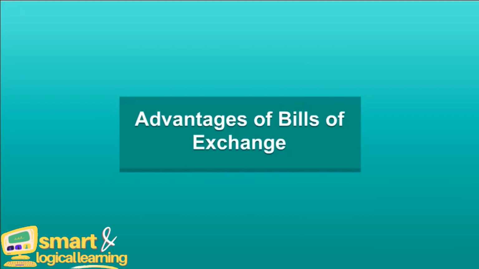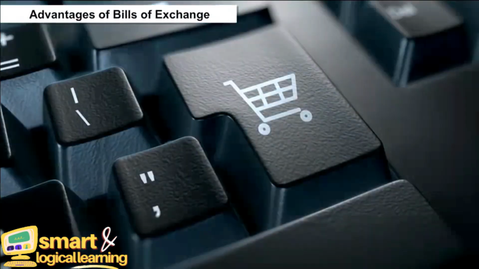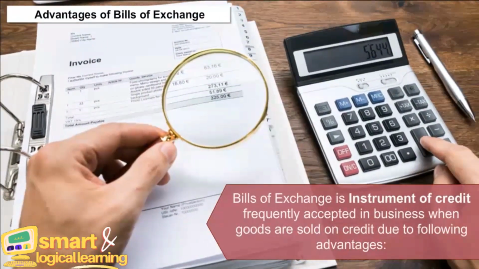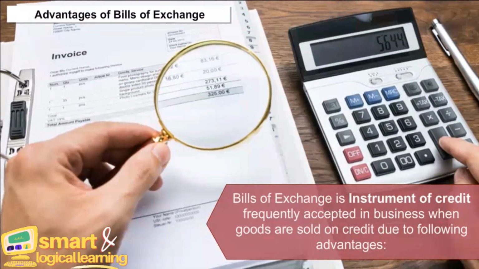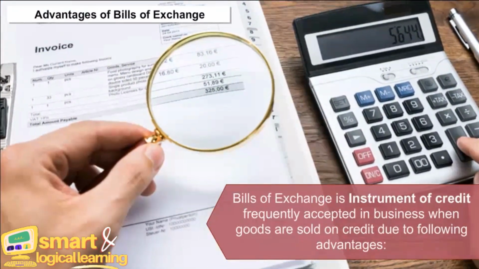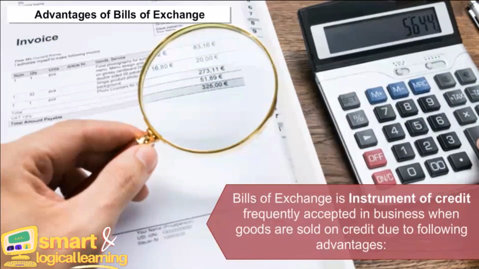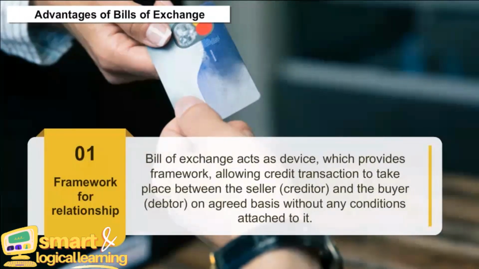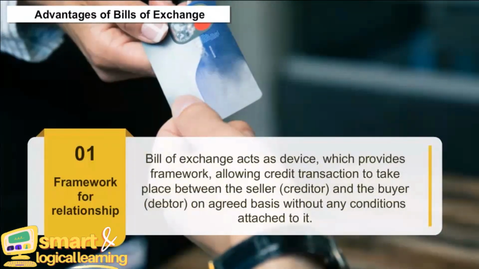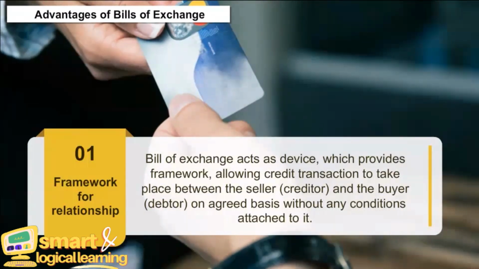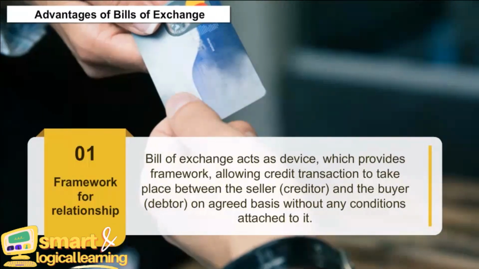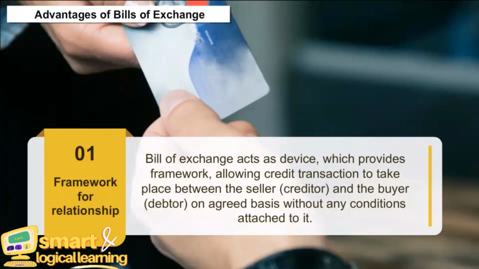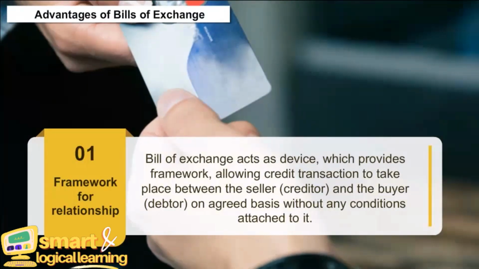Advantages of bills of exchange. Bills of exchange is an instrument of credit frequently accepted in businesses when goods are sold on credit due to the following advantages. 1. Framework for relationship. A bill of exchange acts as a device which provides a framework allowing credit transactions to take place between the seller, that is the creditor, and the buyer, that is the debtor, on an agreed basis without any conditions attached to it.